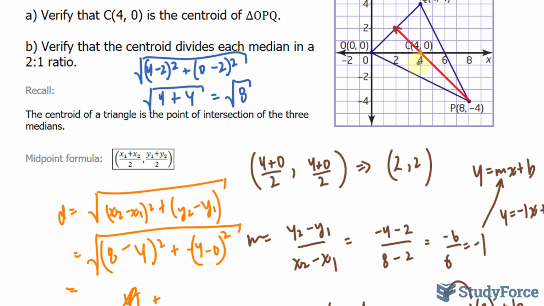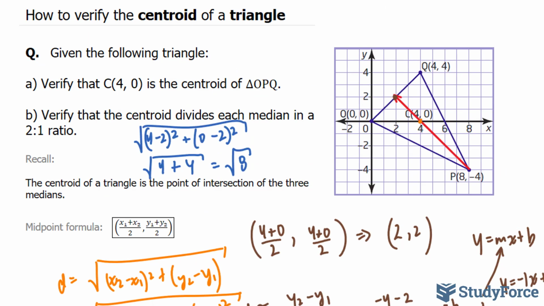This means that the centroid does in fact divide each median in a 2-to-1 ratio. Of course, I've only verified from P to this midpoint, but the same would be true for all of them. And there you have it. That is how to verify the centroid of a triangle.